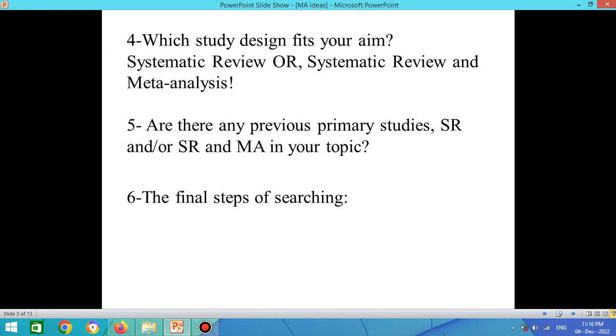Are there any previous primary studies, systematic reviews and or systematic review and meta-analyses on your topic? If you don't have primary studies, you cannot do a systematic review or meta-analysis. You need at least 3 or 4 primary studies with large sample size or 3 or 4 case reports to make a systematic review only. The final step is searching. How can I find the idea?